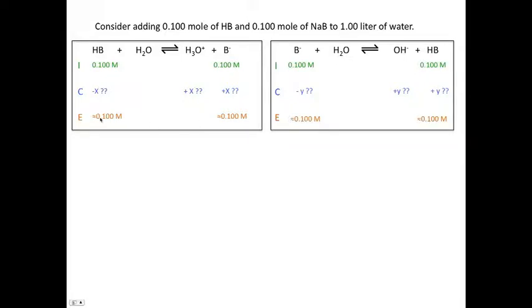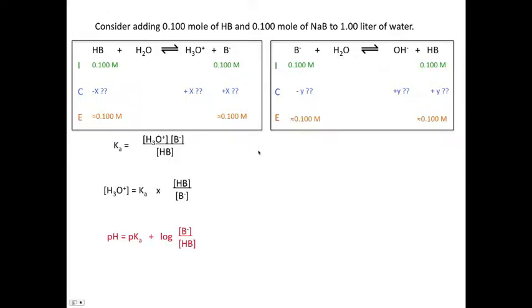When you make a buffer mixture like this one, you can always work on the assumption that the starting amount of HB and the starting amount of B minus, even though they do change slightly, don't change very much. So we're going to just use these original amounts as our final amounts. And what that means is that HB and B minus will set up an equilibrium with each other, and they will create a solution that contains some H3O plus and some OH minus, and everything will work out.